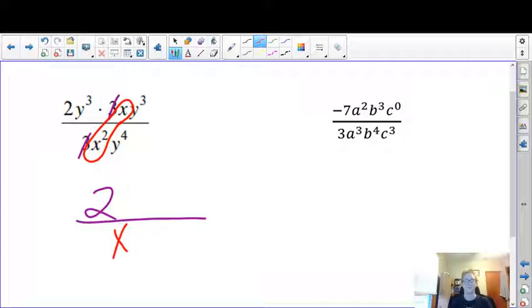Think about when you're dealing with negative numbers to begin with. If you have more negatives, you're going to end up staying a negative answer. If you have more positives, you're going to stay positive. If you have more on top, you're going to stay on top. If you have more on bottom, you're going to stay on bottom. All right, and then I have 6 Y's on top minus 4 more is Y to the 2nd.